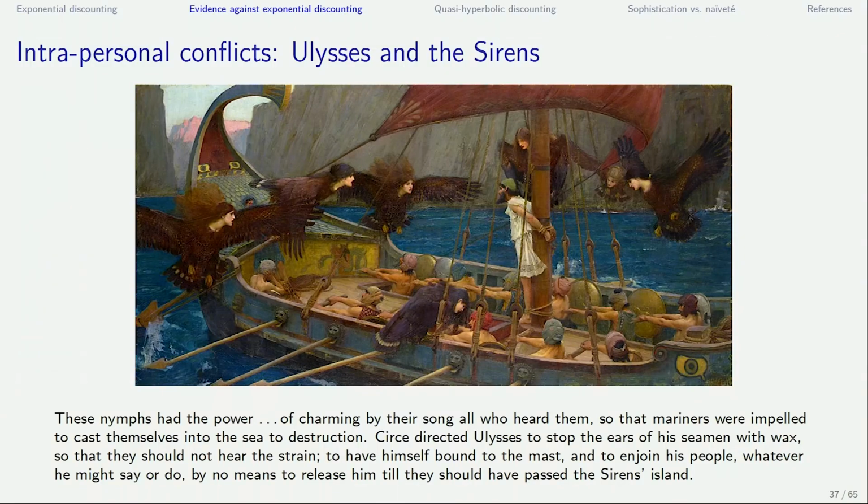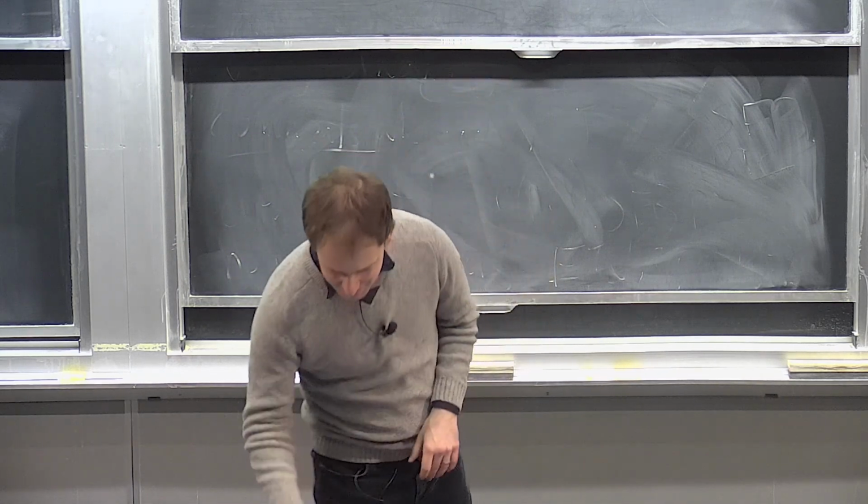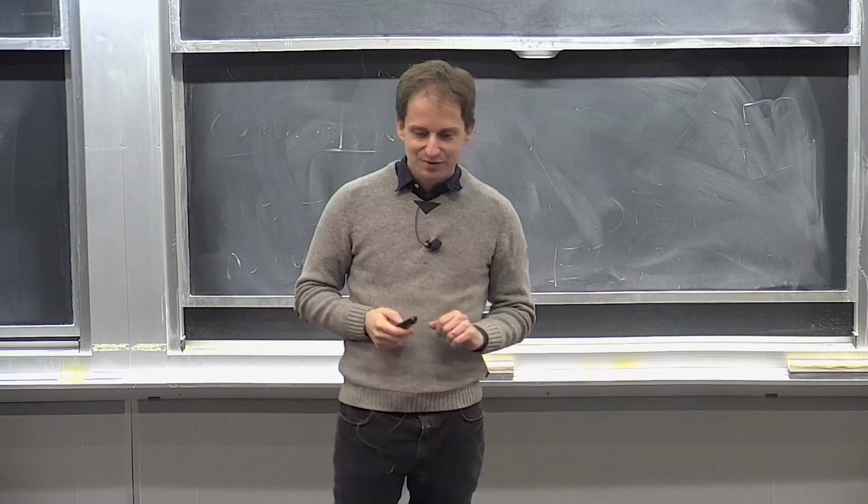If you wonder why the guys who are rowing are not leaving the ship, they had wax in their ears. I don't know why Ulysses couldn't use the wax either, but anyway. So that's one example of a commitment device.